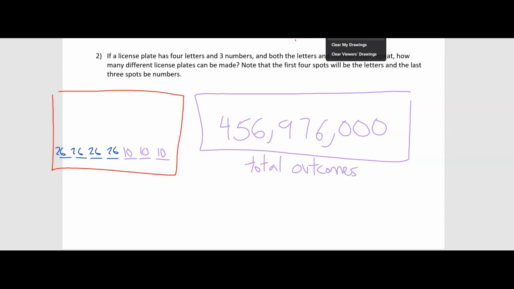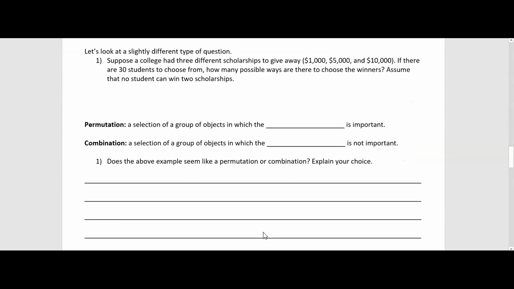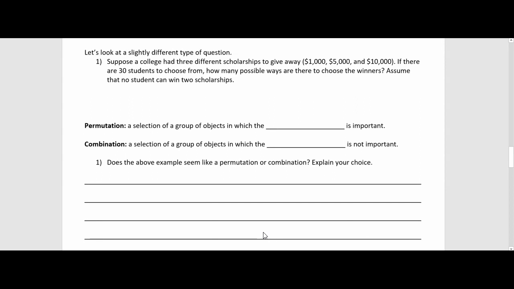Okay, let's look at another example, a little bit different though. This other one says, suppose a college had 3 different scholarships to give away, $1,000, $5,000, and $10,000. If there are 30 students to choose from, how many possible ways are there to choose the winners? Assume that no student can win 2 scholarships. Well, see if you can apply the fundamental counting principle here. See if you're able to set up 3 different events where you can apply that principle. And then we're also going to talk, this is where our discussion starts with permutations and combinations. But think about if we're able to apply what we've just learned to this problem.